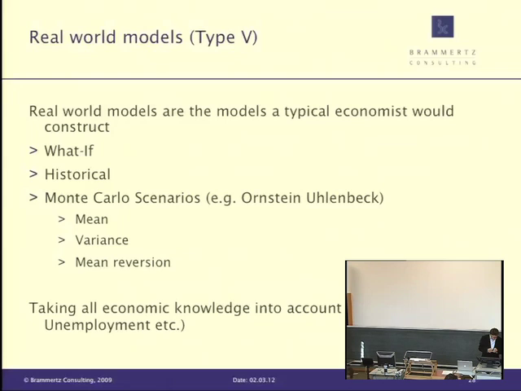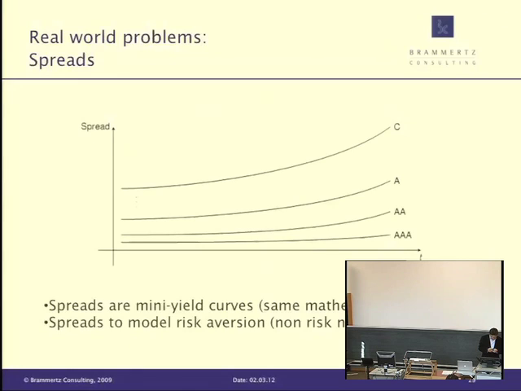Or then historical Monte Carlo. So Monte Carlo, they need a mean, a variance, a mean reversion, and the mean itself could be a historical scenario, or could be a what if, whatever. If you think this time the forward rates are a good forecast, sometimes they are. When the rates change, normally then they are, then you can take that. But the main thing is there to take the economic knowledge into account.